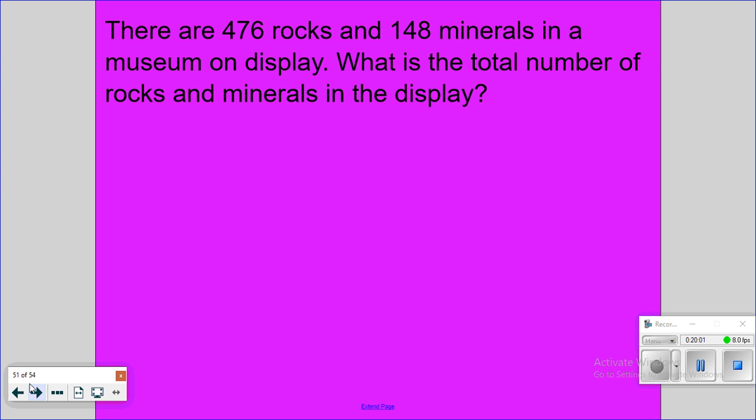Harper? Rocks and minerals. Does that sound like I'm going to be counting groups of things or all of them individually? Say it again. Yeah, I'm going to count them all individually. I need to know all the rocks and I need to know all the minerals. What could be my answer sentence? Henley, what could be my answer sentence?